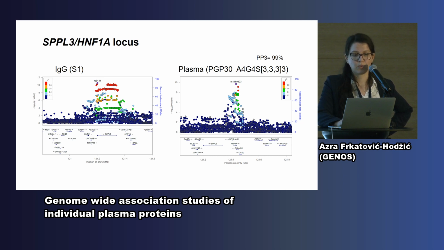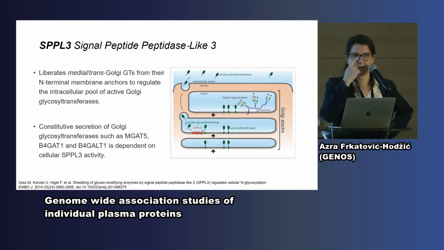This indicates that in IgG we most likely have SPPL3 as the causal gene, while in plasma we have association with HNF1 alpha. This has already been a proven association previously, affecting the fucosyltransferases' expression. And here I will mention SPPL3. Again, besides the glycosyltransferase enzymes that we found, we do see other genes that are glycosylation related. As I said, it is an enzyme that regulates the pool of active Golgi glycosyltransferase enzymes, and it has been shown to affect MGAT5, B4GALT1 and other genes, B4GALT1 being a glycosyltransferase involved in IgG glycosylation.